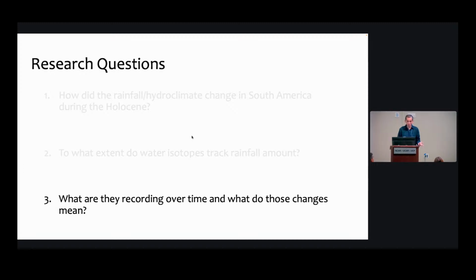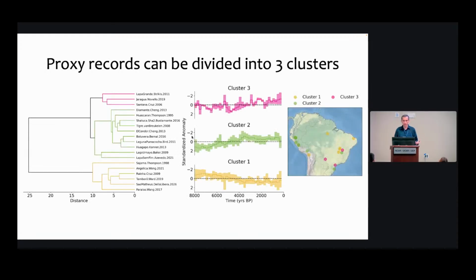So that gets to the question of what are the other proxy records that don't really track rainfall recording? To understand that, I went back to the proxy records, and then I did a cluster analysis to try to separate them into different temporal patterns.